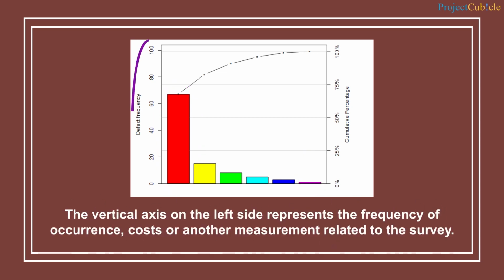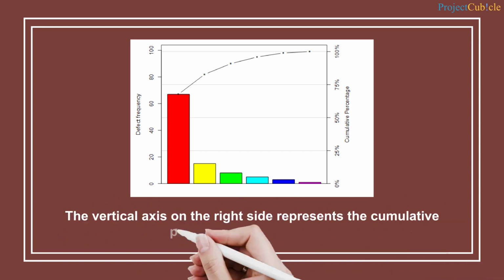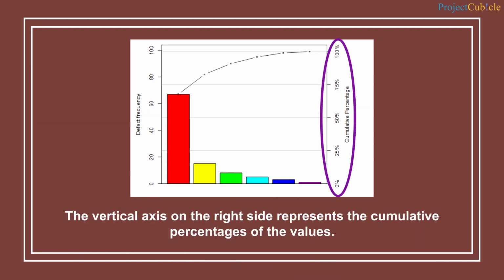The vertical axis on the left side represents the frequency of occurrence, costs or another measurement related to the survey. The vertical axis on the right side represents the cumulative percentages of the values.